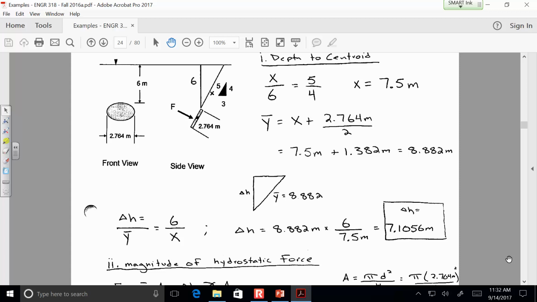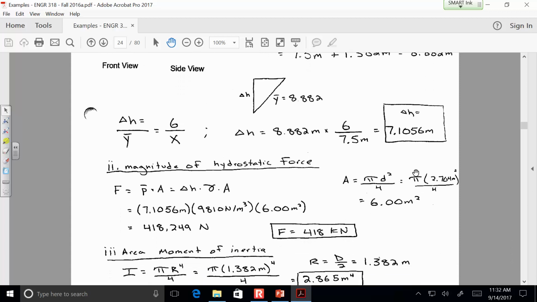Now, the magnitude of the force is simply going to be the pressure at the centroid multiplied by the area. So we have to find the depth of the centroid, multiply that by the unit weight to get the pressure at the centroid, and then multiply by the area. This one happens to be 6.00 square meters. It's almost like that size was selected to give you an area of 6. All right, coincidentally. So the force is 418 kilonewtons. Again, I saw that a few times as I was circulating around.